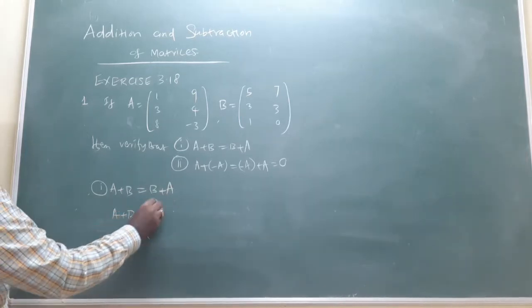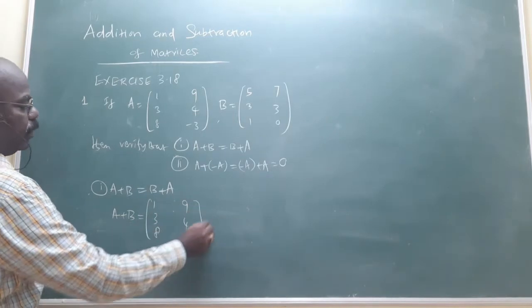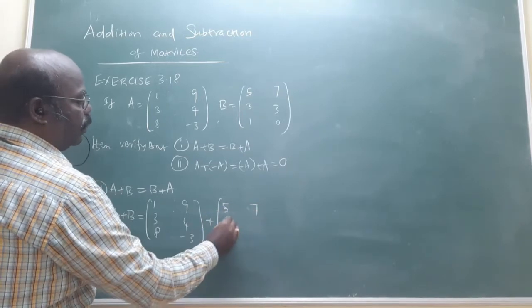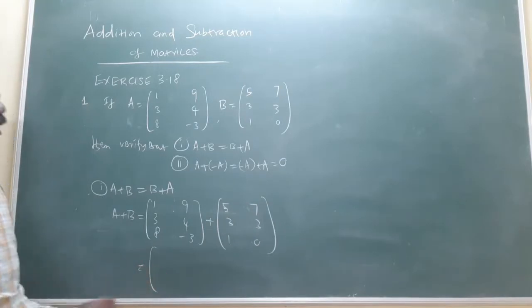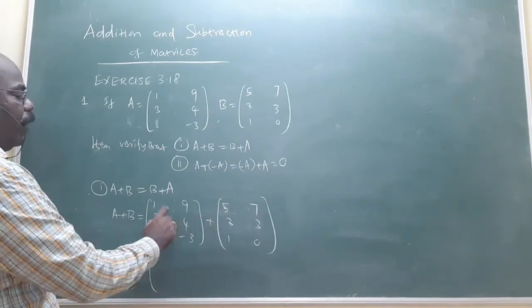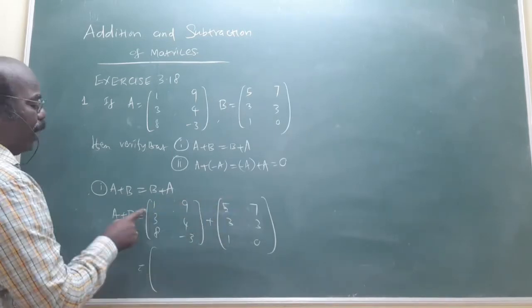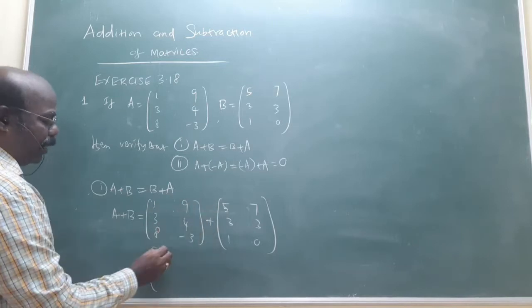A is 1, 3, 8, 9, 4, minus 3, plus B is 5, 7, 3, 3, 1, 3. Addition of two matrices is possible when both are of the same order. Now, the corresponding elements should be added. What is the first number? 1. What is the first number? 5. 1 plus 5, 6.